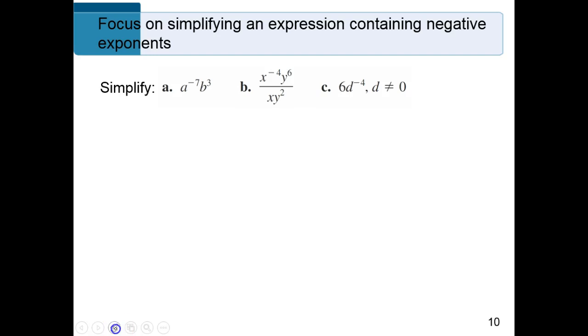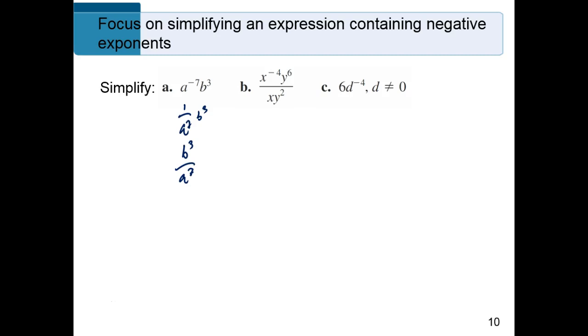How would you write that without a negative exponent? Okay, make that 1 over a to the 7th times b cubed, which would then, a little bit easier writing, make it b cubed over a to the 7th. Either one of those is fine. This is just a little more compact and concise. Does that make sense? Anytime you see a negative exponent, if it's above the line, move it below the line. If it's below the line, move it above the line. And then you drop the negative sign.